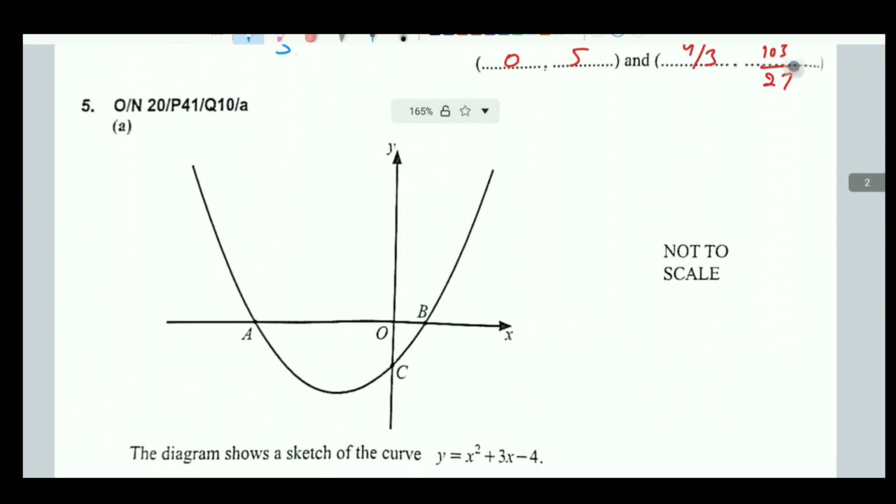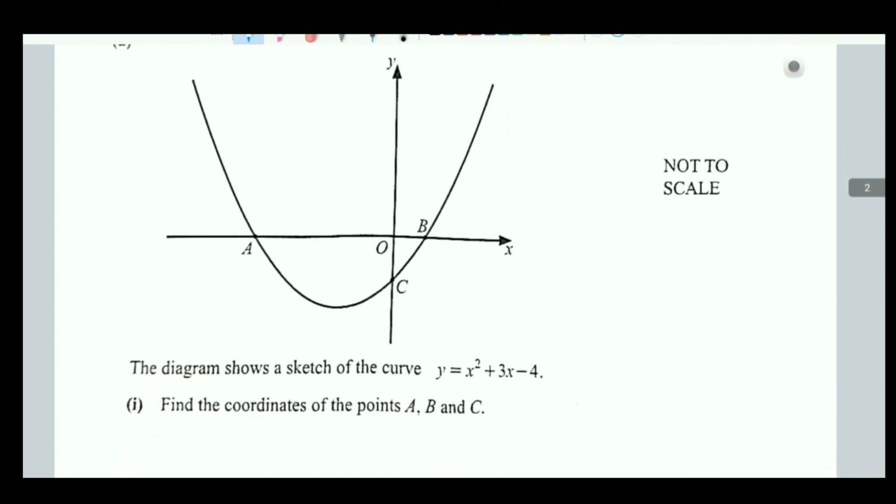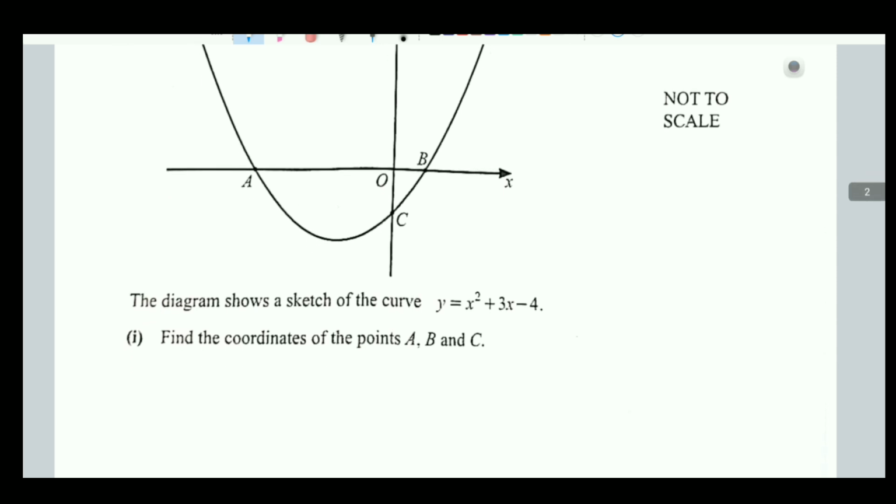Okay, next question 5: the diagram shows a sketch of the curve. Find the coordinates of the points A, B and C. So coordinates of the points A, B and C, how do we have to solve it? To find the coordinates, we have to find the values of x and y. And how will we find the values of x and y? By factorization.